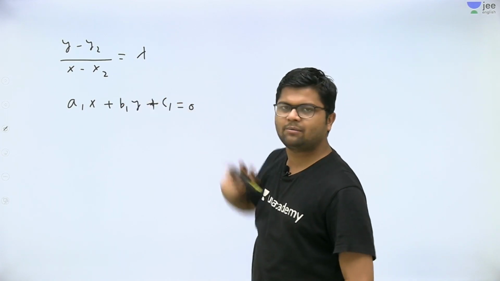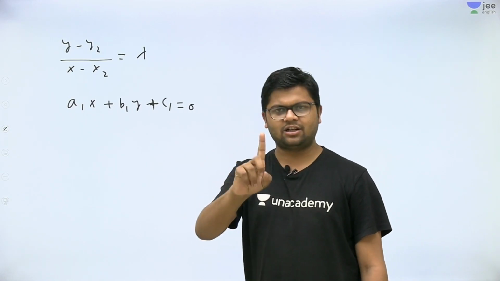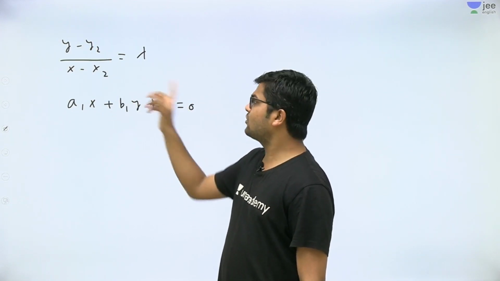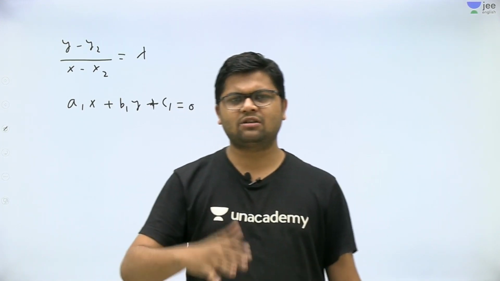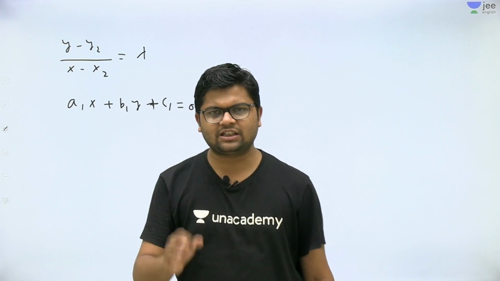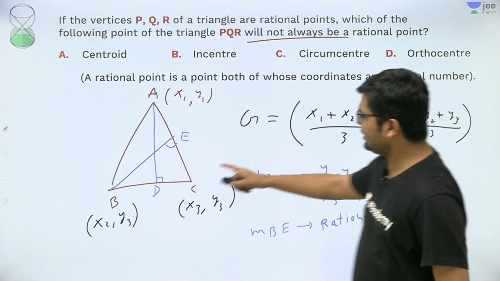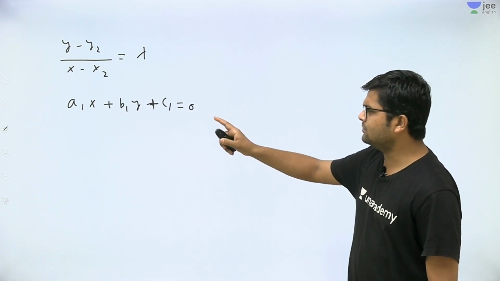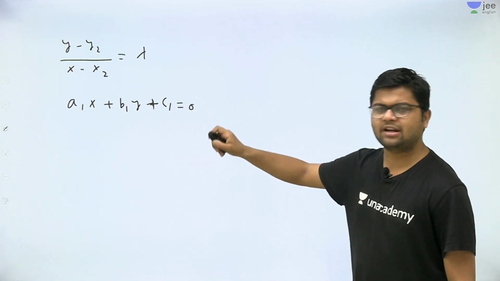Since lambda is a rational number, the coefficient of x will come out to be a rational number. Whatever the coefficient is, the main point is that it will be rational. If I cross multiply, the coefficient of y will be rational, and the constant term will also be rational. The point I care about is that all of these coefficients in the form a1x plus b1y plus c1 will be rational.